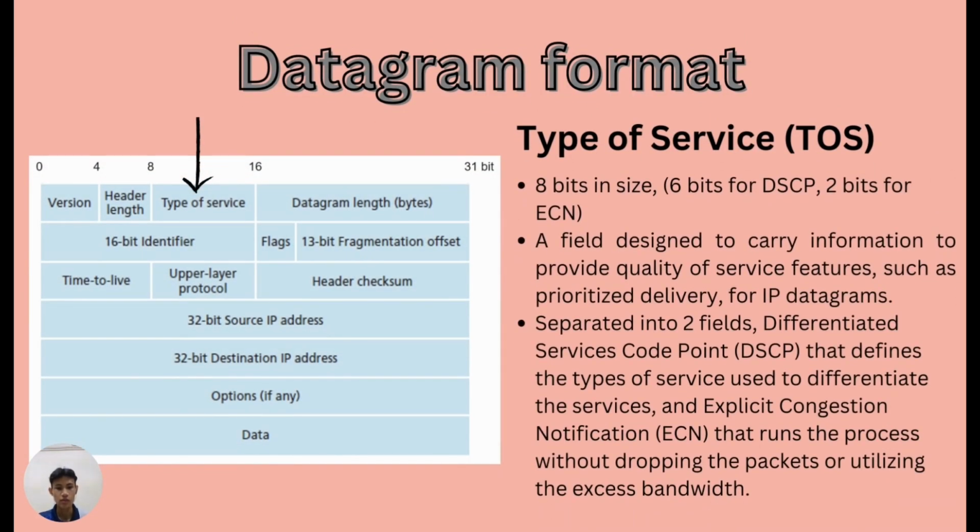The next one, the third in the first line of the datagram format, is type of service. The size is 8 bits separated into two: 6 bits for DSCP and 2 bits for ECN. Type of service is a field designed to carry information to provide quality of service features, such as prioritized delivery for IP datagrams. It is separated into two fields: differentiated services code point (DSCP), that defines the types of service used to differentiate the service, and explicit congestion notification (ECN), that runs the process without dropping the packets or utilizing the excess bandwidth.